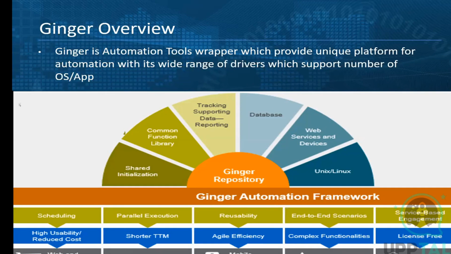We call it RCA, root cause analysis, why automation failed. If you don't have supporting data which will justify your failure, you will not actually get why it failed, because every time you will not be available on the screen, right? You are seeing the flow on your screen.